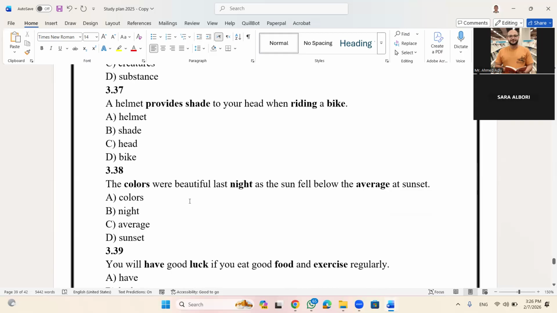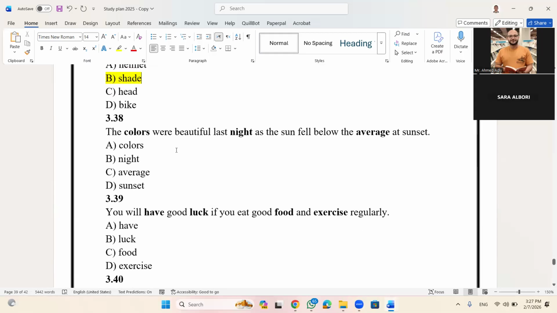A helmet provides shade to your head when riding a bike. It's helmet, so helmet is not the problem. The wrong words are provides shade. The helmet provides shade to your head while riding. What? It's shade. Perfect. Protection, not shade. Shade is something we get from trees.